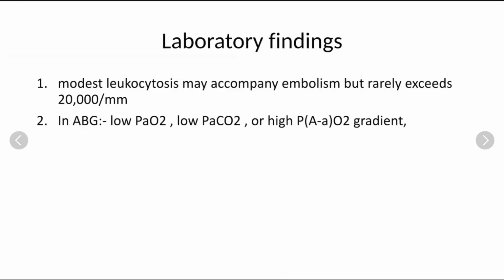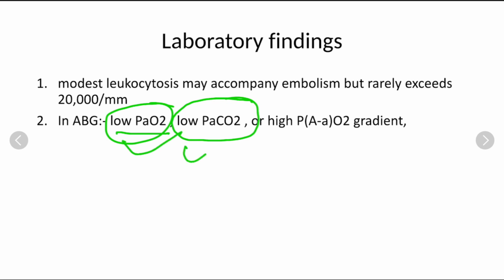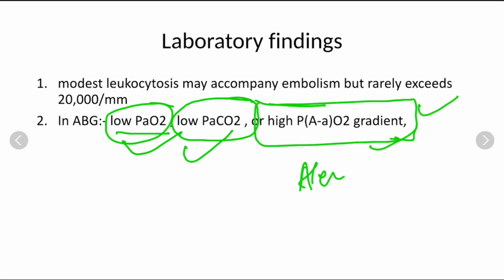Then come laboratory findings. Modest leukocytosis may accompany embolism, but rarely it can also exceed 20,000. In the ABG, there will be low partial pressure of oxygen and low partial pressure of CO2, very, very important. Both of them will be reduced. And the alveolar-arterial gradient will be high.